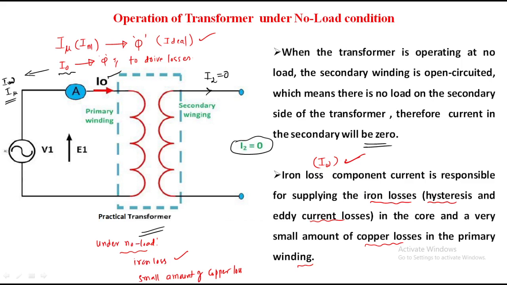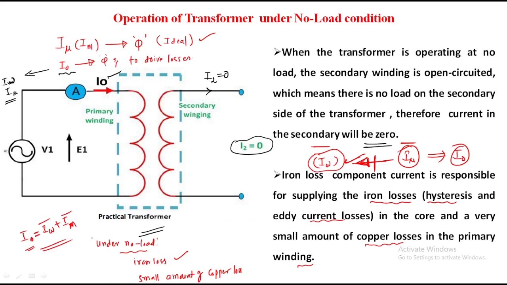So in order to drive these losses, some extra amount of current is needed. That current is nothing but IW. That's why in addition to Iμ, this IW is also adding. So this whole resultant is nothing but I0. What is the combination of these two? The vector addition of these two currents is nothing but I0. That is, I0 should be equal to IW plus Iμ or IM. These two are the vector addition of no load current. I will discuss in detail.